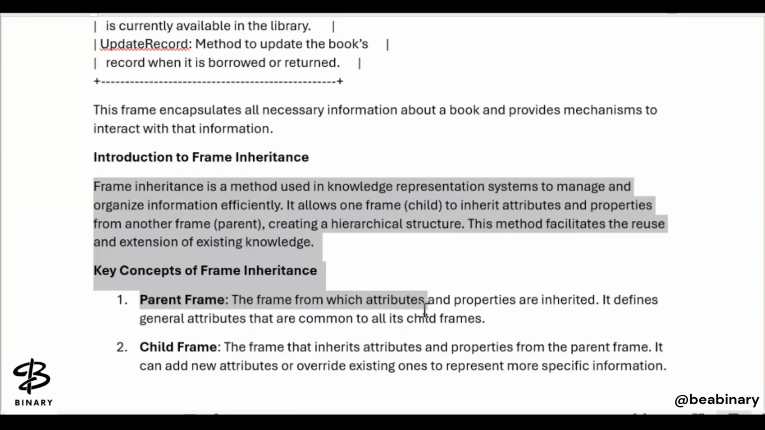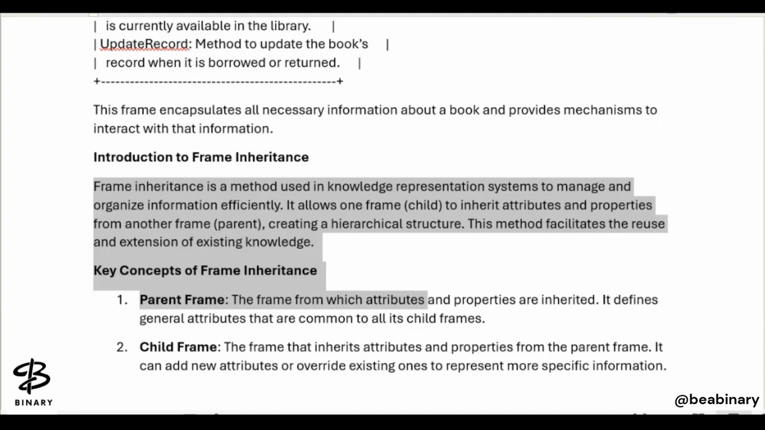So simply here we are talking about the hierarchical structure, right? The frames use parent-child relationships so that particular attributes and properties can be inherited from other frames. This method facilitates the reuse and extension of our existing knowledge. When we are talking about the modular or object-oriented approach, first we talked about encapsulation and abstraction, and now we are talking about inheritance. So, what are the key concepts of frame inheritance?